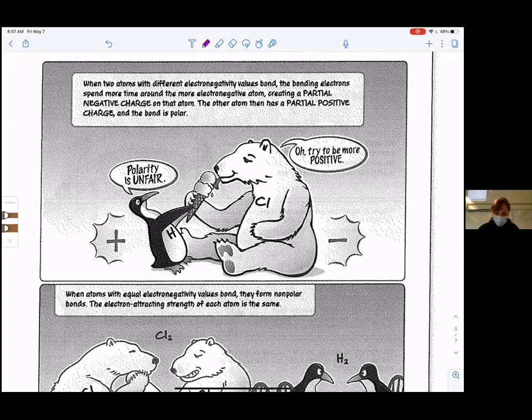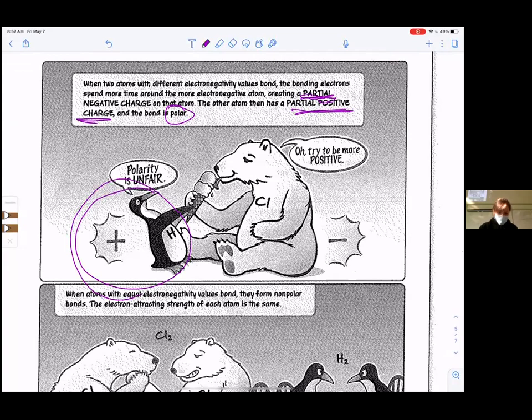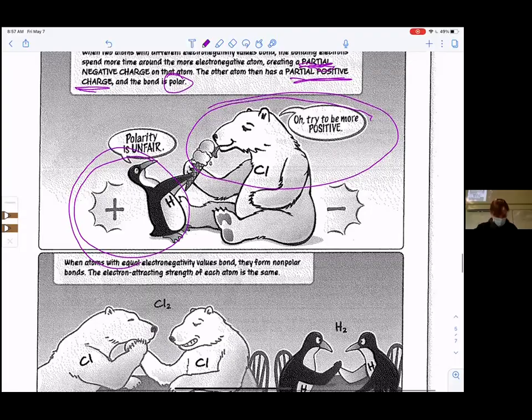So when the 2 atoms with different electronegativity values bond, the bonding electrons spend more time around the more electronegative atom, creating a partial negative charge on that atom. The other atom then has a partial positive charge, and the bond is what we call polar. Because remember, polar means that there's a difference in electrical charges between ends of an atom. So you've got this poor penguin saying, hey, polarity is not fair. And the chlorine is saying, oh, try to be positive. It's super cheesy, and I would apologize, but I'm not going to.